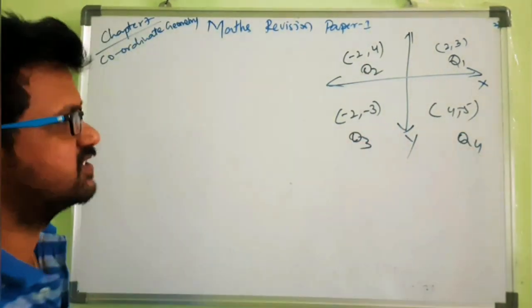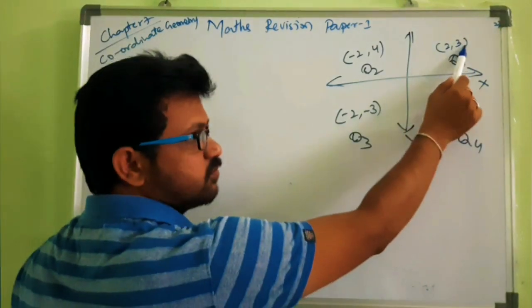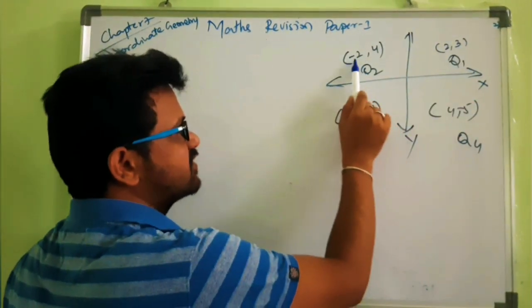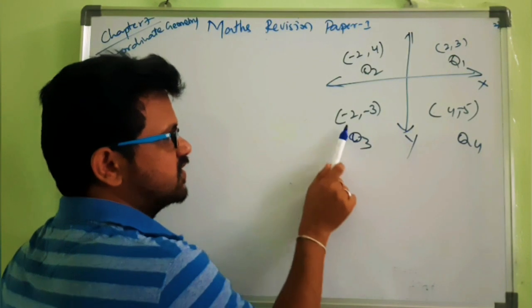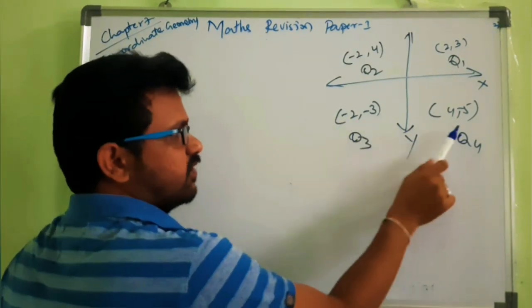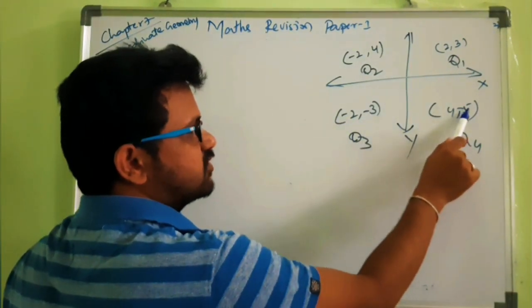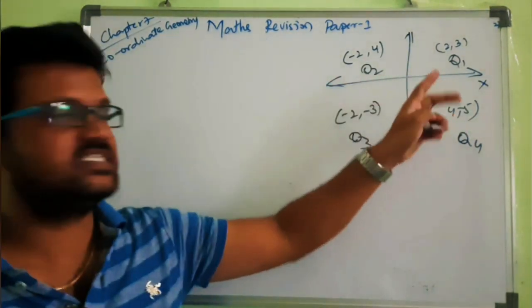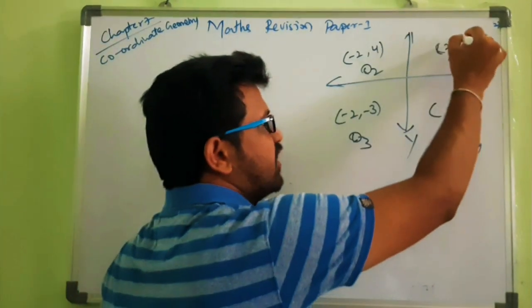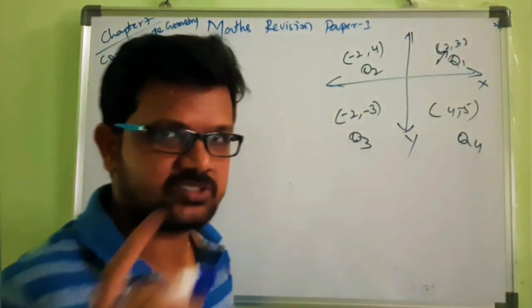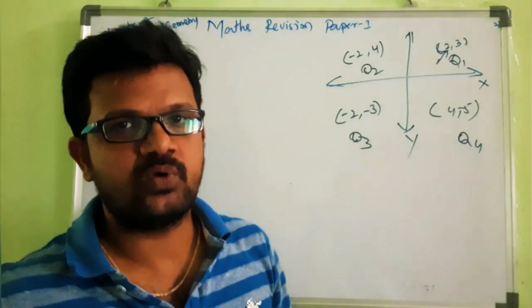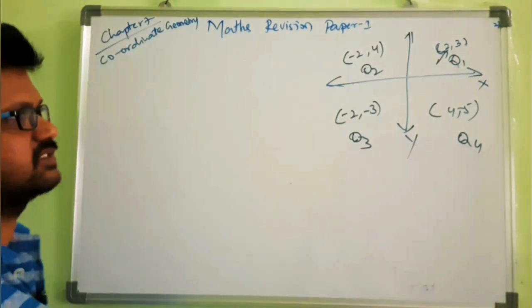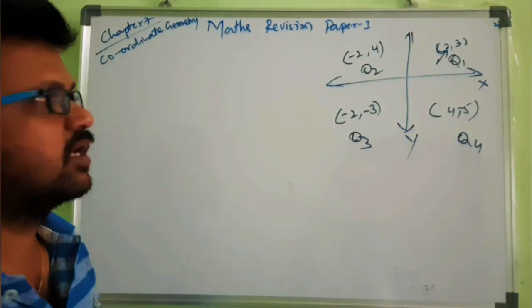Okay, so very important. See, in first quadrant x is positive, y is positive, both are positive. Second quadrant x is negative, y is positive. In third quadrant both are negative. In fourth quadrant x is positive, y is negative. Okay. So this is a coordinate point. First one is called x coordinate, second one is called y coordinate. X coordinate is called abscissa, y coordinate is called ordinate.